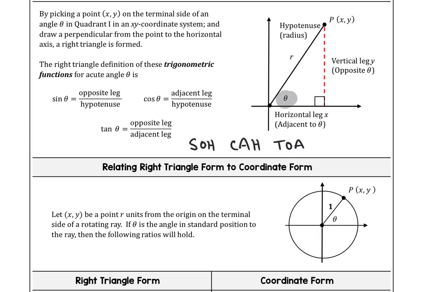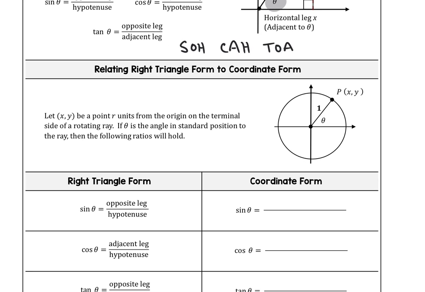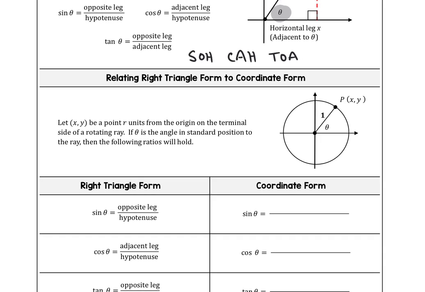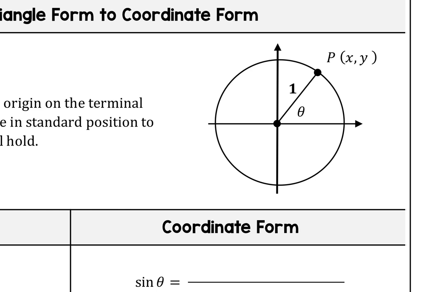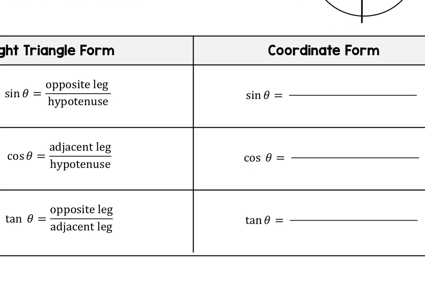So if we look down here, we talk about this first one right here. It says let x and y be a point, where r is the radius units from the origin, on the terminal side of the rotating ray. If theta is the angle in standard position, remember along the x-axis, to the ray, then the following ratios will hold. Okay, so in our case, with a radius of 1, if I draw my right triangle here, bring down that leg, got a right angle, this is the x distance, this is the y distance.